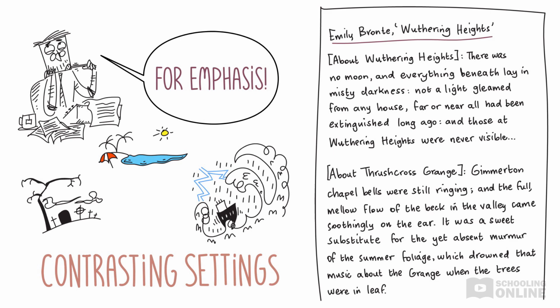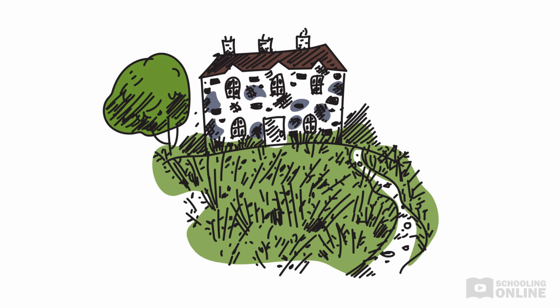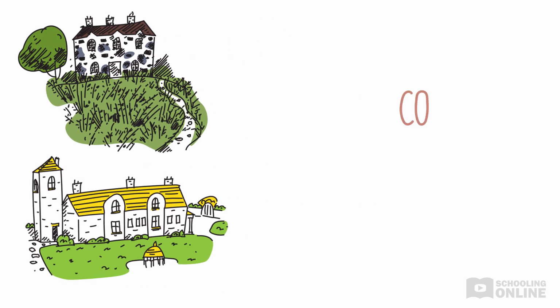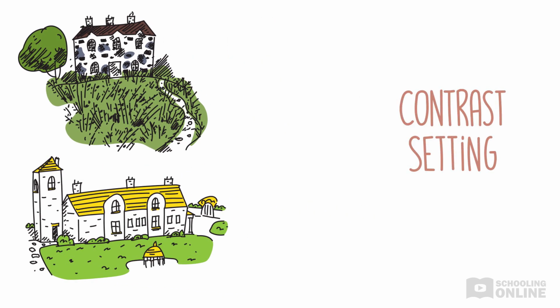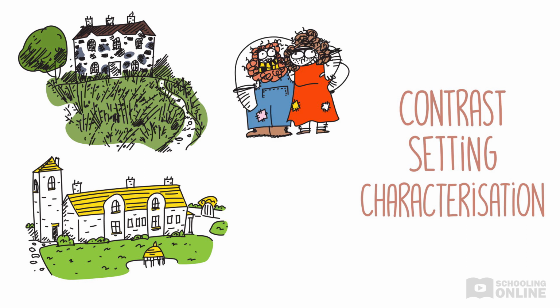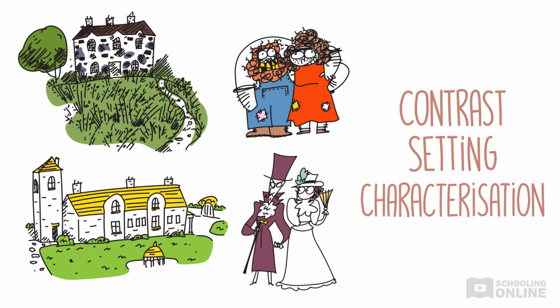Take this example from Emily Bronte's novel Wuthering Heights. Whilst Wuthering Heights is described as dark and grim, Thrushcross Grange is described with adjectives such as mellow, sweet, and altogether calm and peaceful. The contrast in setting supports Bronte's differing characterisation of the people from Wuthering Heights and Thrushcross Grange. Those from Wuthering Heights are characterised as more wild and unsophisticated compared to the refined, peaceful people at Thrushcross Grange. Let's put this information about setting into a PEEL paragraph.